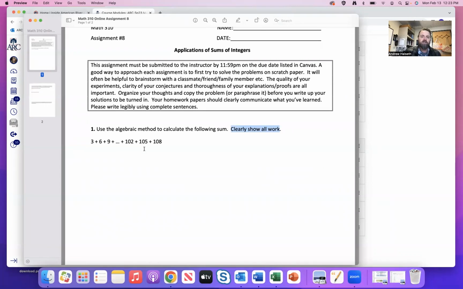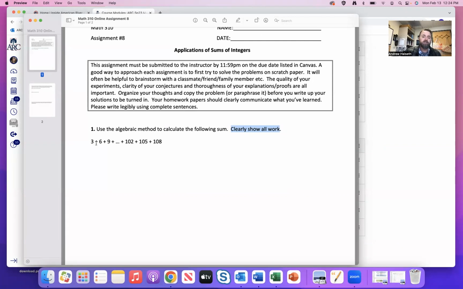Now, the trick on this one is trying to figure out, when you do that algebraic method, how many values are in this sum. One trick to do that, I can show you real quick. Divide out a 3. And you might be able to see it that way. If you divide out a 3, and the reason for 3 is because all of these are multiples of 3. If you divide 3 by 3, you get 1. Divide 6 by 3, you get 2. Divide 9 by 3, you get 3, etc.